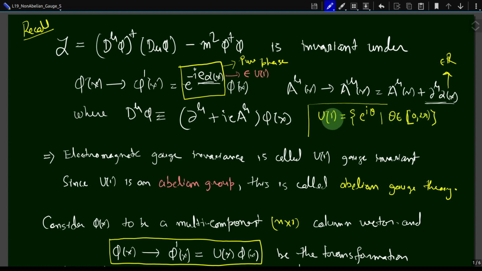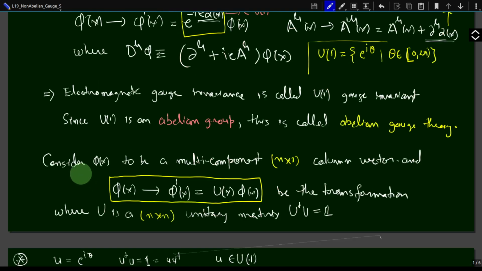So this is a group. One can confirm that this particular set under the multiplication operation forms a group. So what one says, as a technical term, is that the electromagnetic gauge invariance is a U(1) gauge invariance, and such a theory is called an Abelian gauge theory, because U(1) is an Abelian group: the multiplication of two complex numbers is commutative. So all the operations are commutative, and so it is called Abelian gauge symmetry.